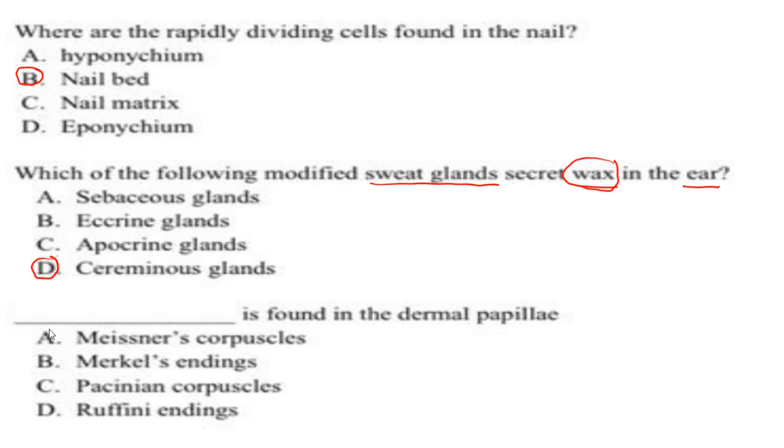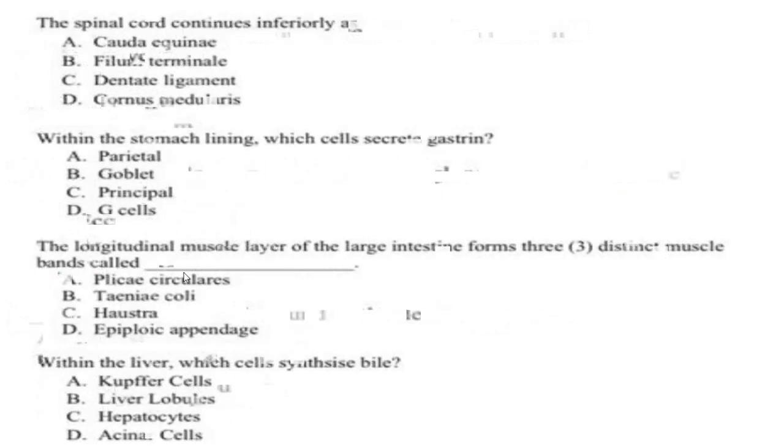So the answer here we have is the Meissner's corpuscle. The Meissner's corpuscle plays a role in the response to soft touch. So it gives a response to the what? To the soft touch. Okay.